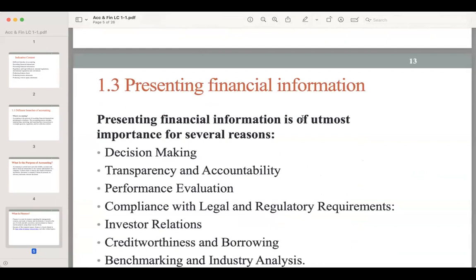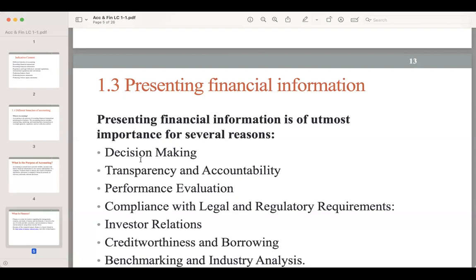Presenting financial information. When we present financial information, we are essentially providing a clear and concise picture of an organization's financial performance. Some key reasons why presenting financial information matters. First one is, I will quickly explain each of these. Decision making: by presenting financial information in a structured and understandable manner, it helps stakeholders such as managers and investors make informed decisions. Next one is transparency and accountability.